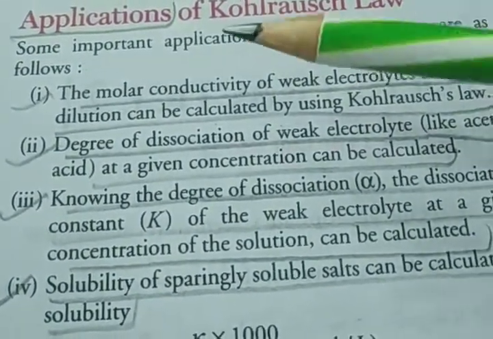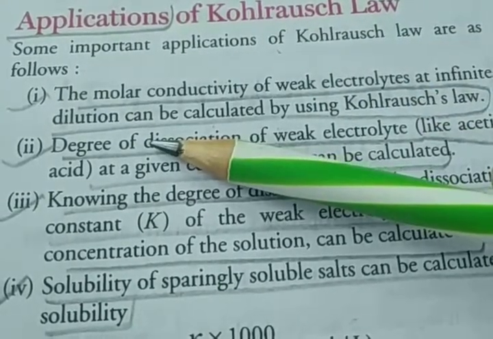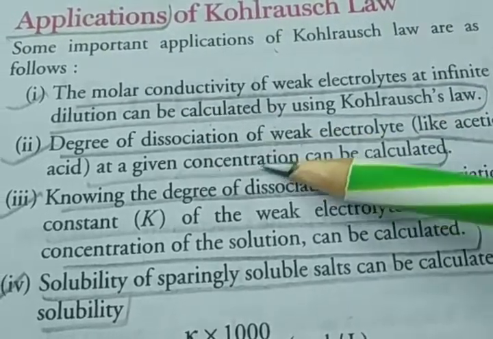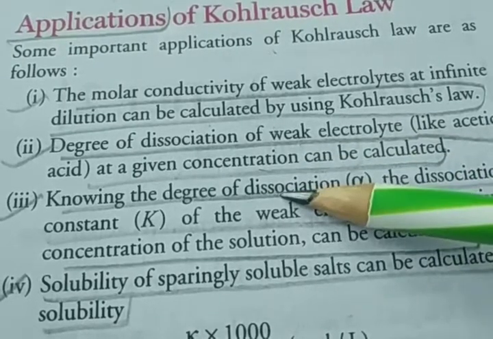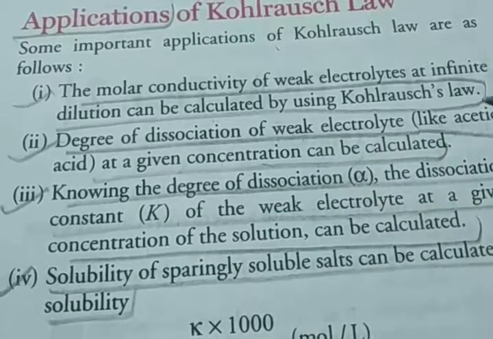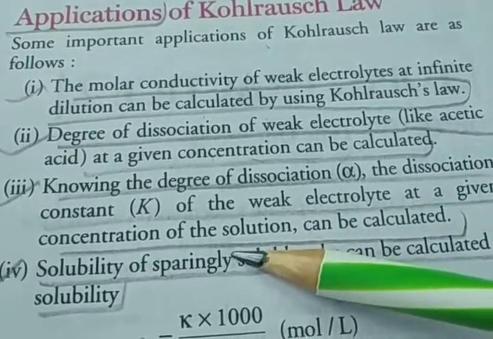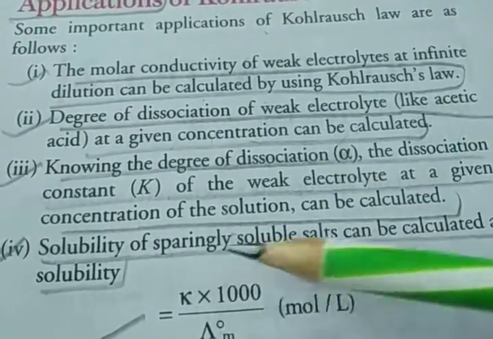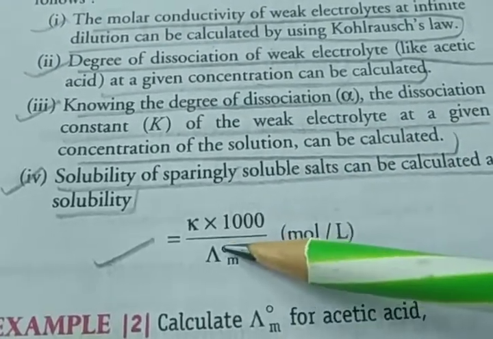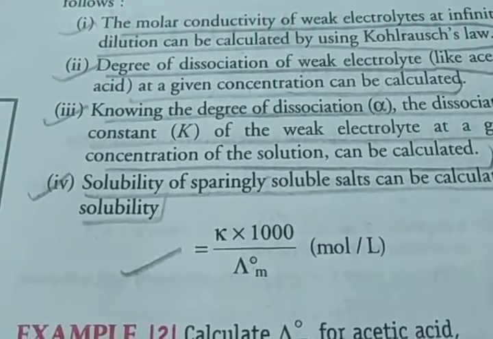So first one is molar conductivity of a weak electrolyte at infinite dilution can be calculated by using Kohlrausch law. Then second, degree of dissociation of a weak electrolyte at a given concentration can also be calculated. Third, knowing the degree of dissociation alpha, the dissociation constant of the weak electrolyte at a given concentration of the solution can also be calculated. And the solubility of any sparingly soluble salt can be calculated by this formula, kappa into 1000 upon limiting molar conductivity, unit mole per liter.